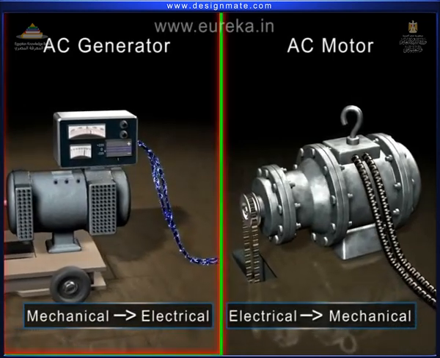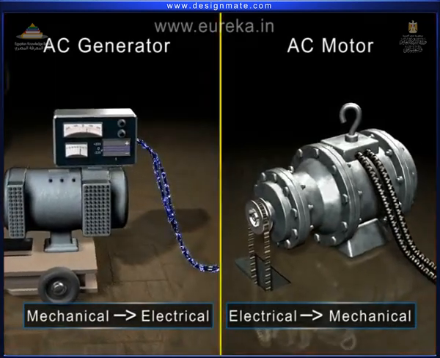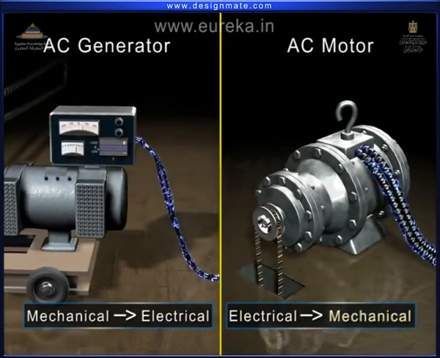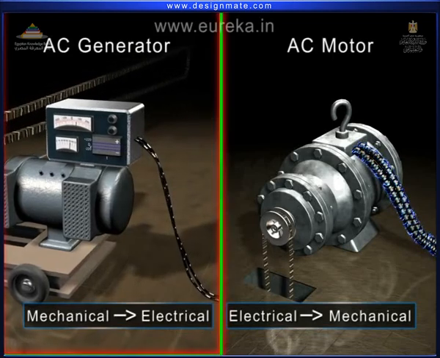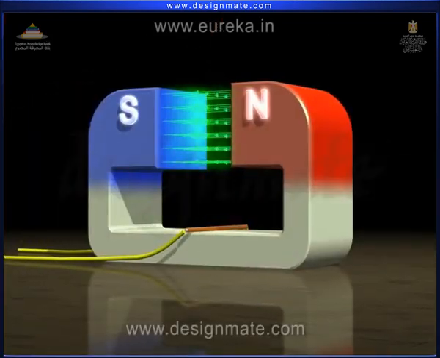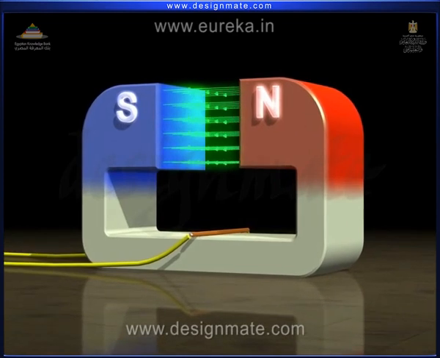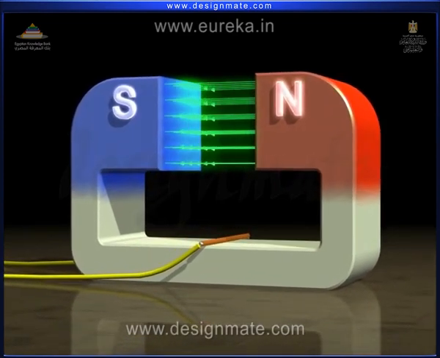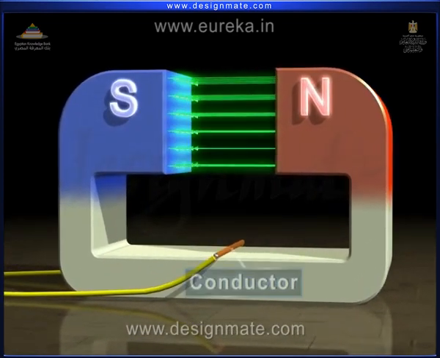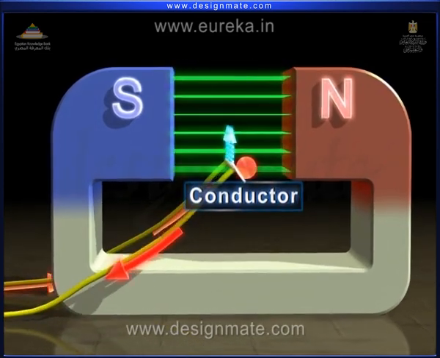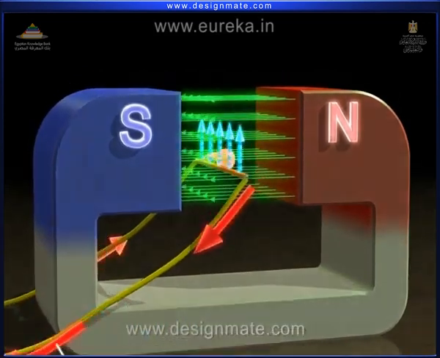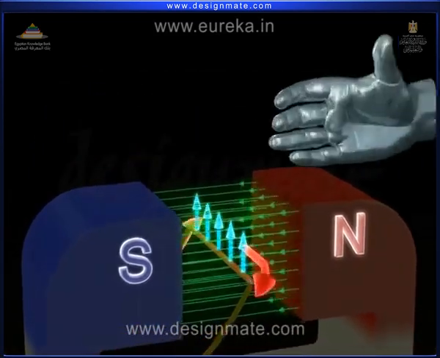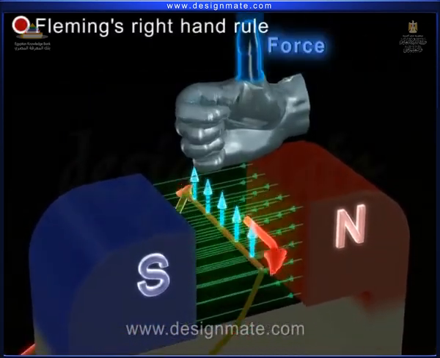A generator differs from a motor because a motor converts electrical energy into mechanical energy. Here, we will study about the AC generator. The principle behind the working of generators is electromagnetic induction. When an electric conductor is moved through a magnetic field, the electric current flows in the conductor, whose direction can be found by using Fleming's right-hand rule.